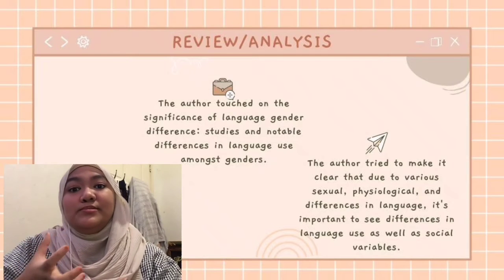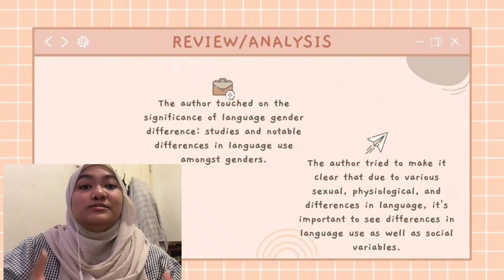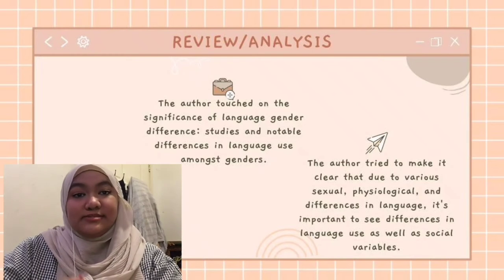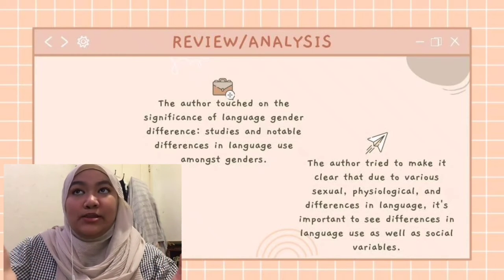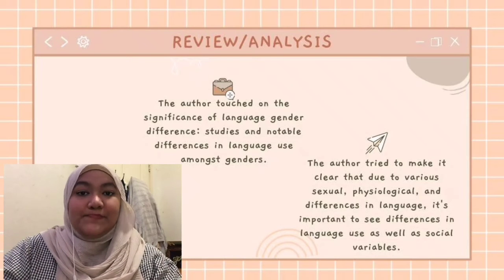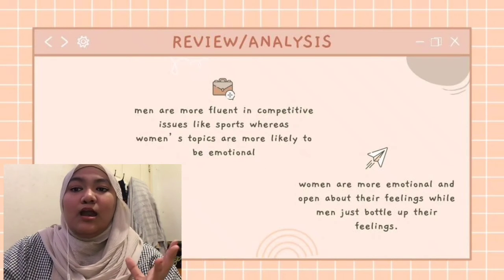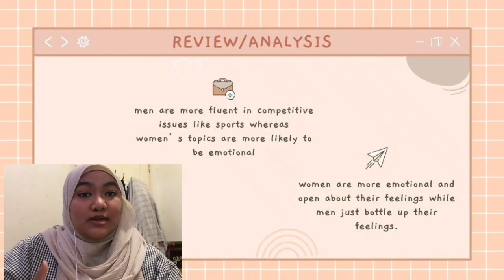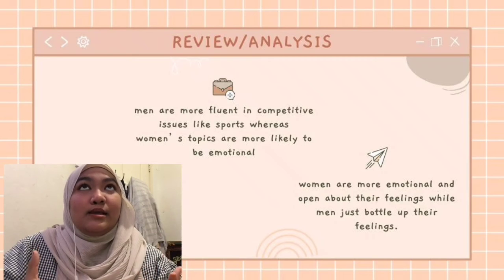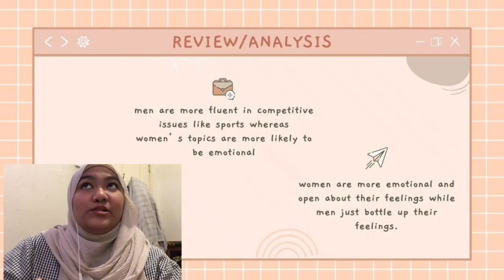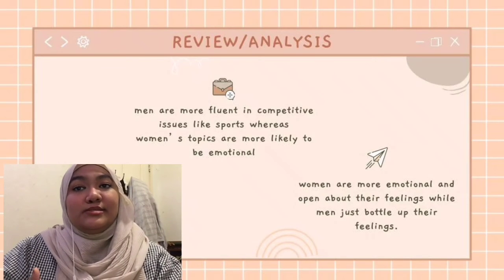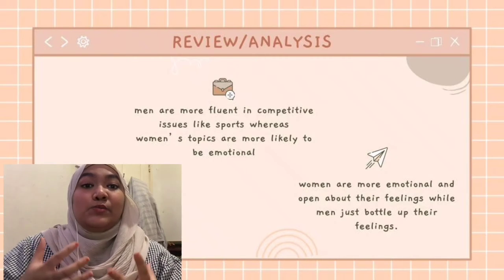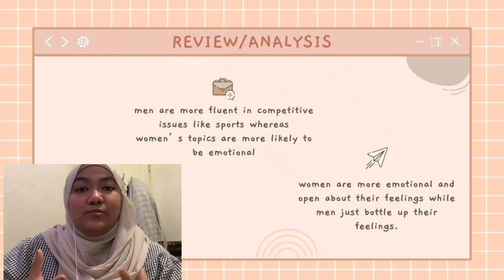Pronunciation, for example, is a property of language that may be changed, as well as vocabulary, grammar, and the method of communication. The difference in utterance choosing between genders, men and women, were touched by this author. It was stated that men are more fluent in competitive issues like sports, whereas women's topics are more likely to be more emotional, like relating to their personal life or their family lives. This shows that women are more emotional and open about their feelings, while men most likely will bottle up their feelings.